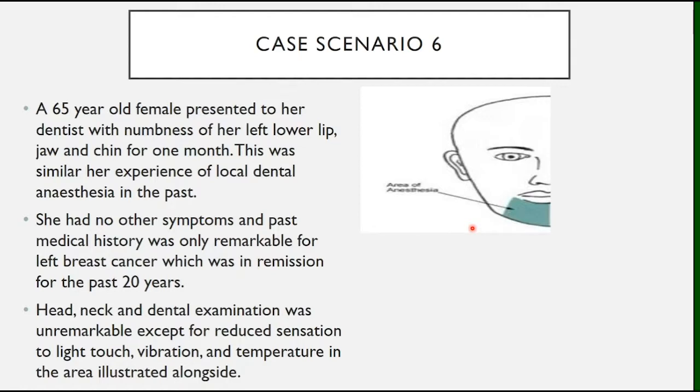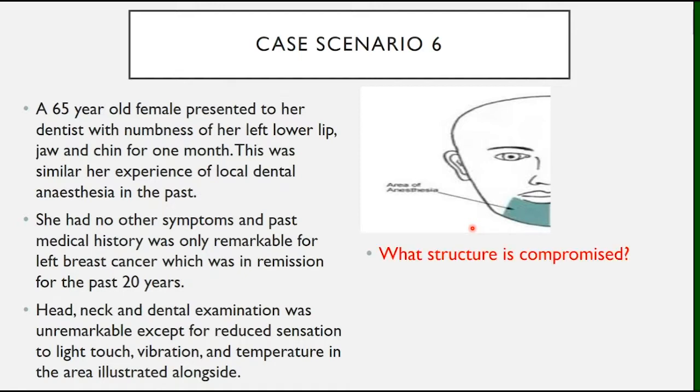So moving on, scenario 6. A 65-year-old female presented to her dentist with numbness of the left lower lip, the jaw, and the chin for 1 month. This was similar to her experience of local dental anesthesia in the past. She had no other symptoms, and past medical history was only remarkable for left breast cancer, which was in remission for the past 20 years. Head, neck, and dental examination was unremarkable, except for reduced sensation to light touch, vibration, and temperature in the area illustrated alongside.